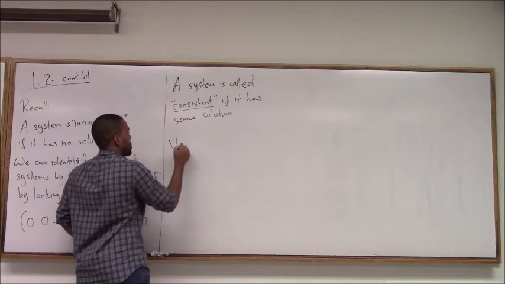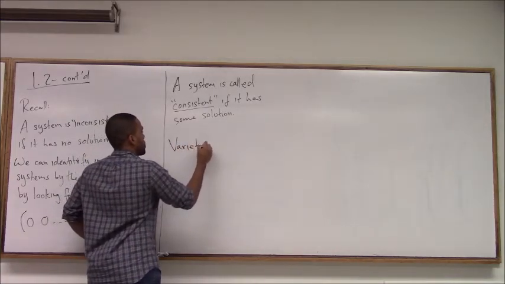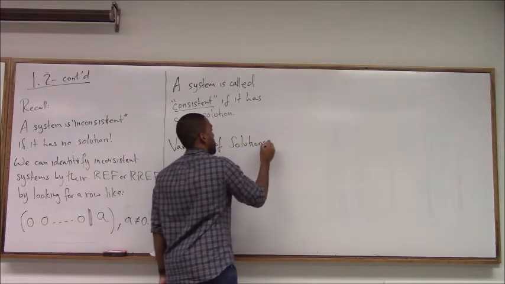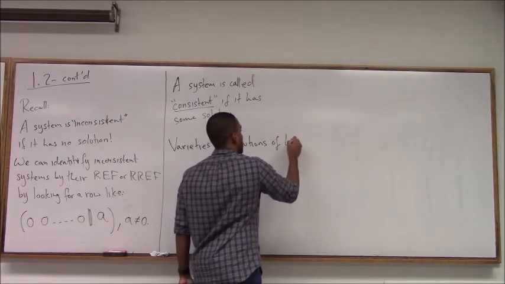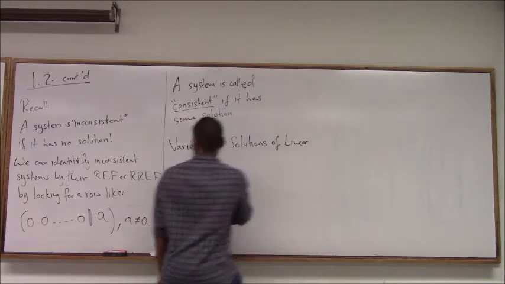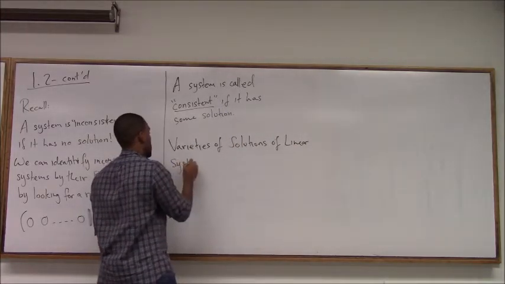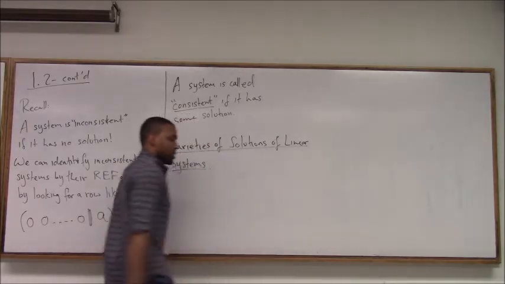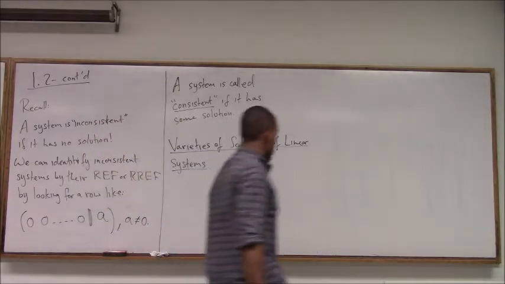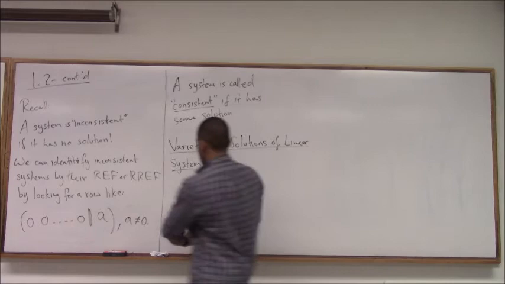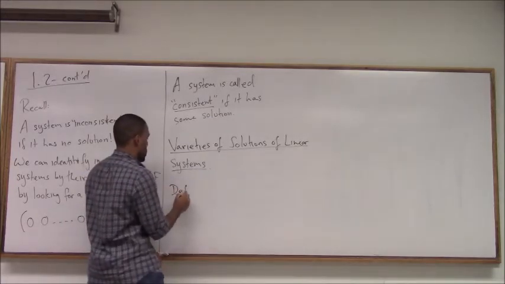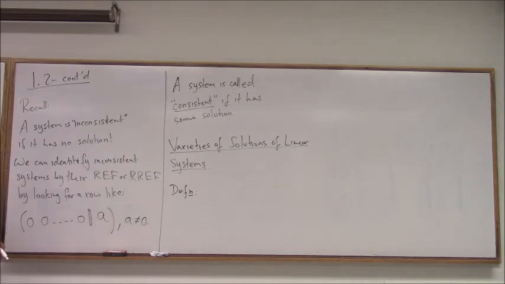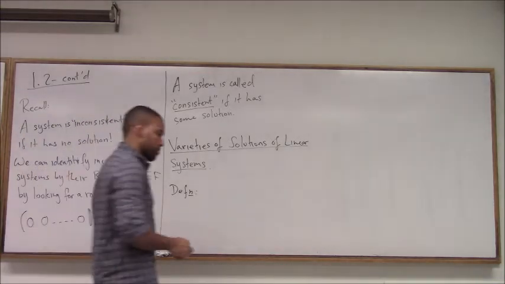The varieties of solutions of linear systems. So in terms of solutions, there are 3 situations you can find yourself in when you do a linear system. Let's do one definition first before I mention the theorem. I'm going to define a new word for you called the rank.